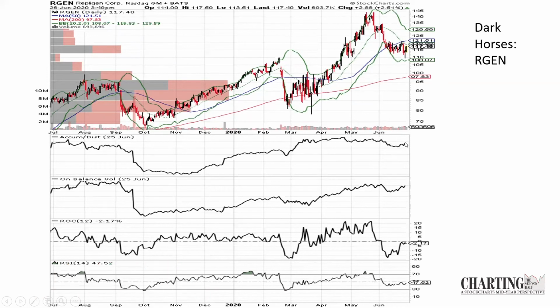Because look, accumulation distribution's up, on-balance volume is up, and there's no major resistance levels in volume by price. So there's a dark horse that might actually turn out to be good.